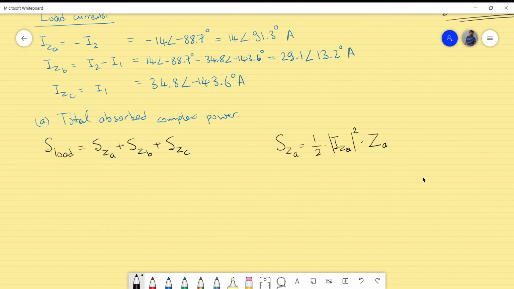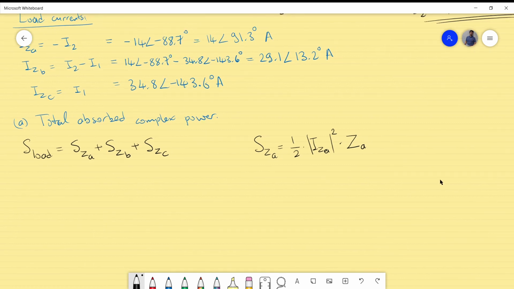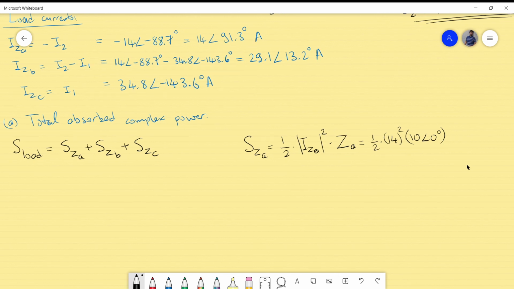So it is better to move on with this formula, which is 0.5 times the amplitude, which is 14, just take the 14 squared, times ZA, and this was 10 with the phase of 0 degrees. So this is still a vector. So this one is just the amplitude, and this is still a vector. If I now calculate this, for the first one, it will be 980 phase 0 degrees volt amperes. So this is actually for the first one.